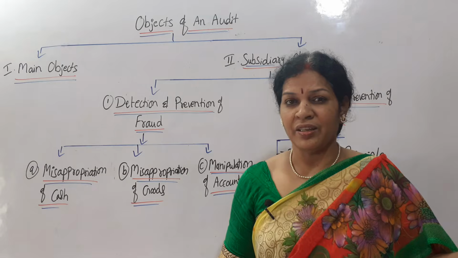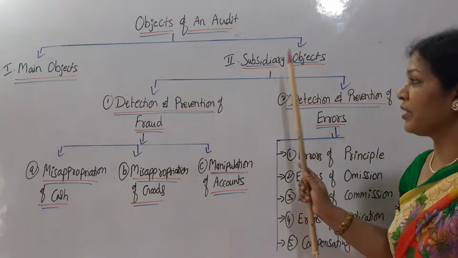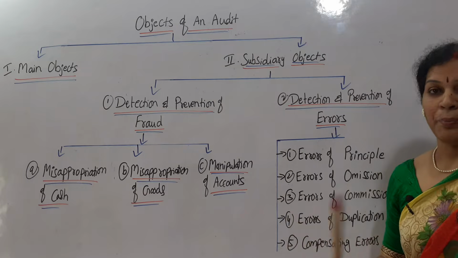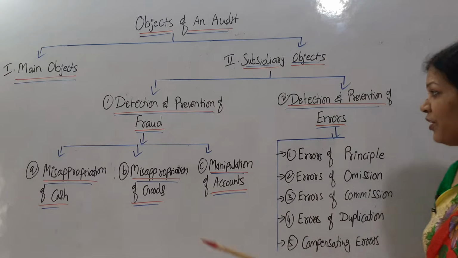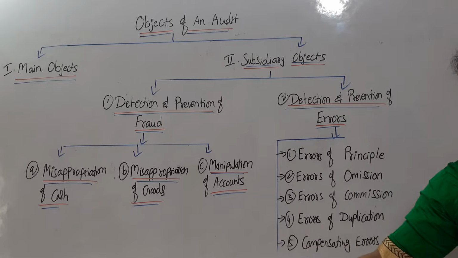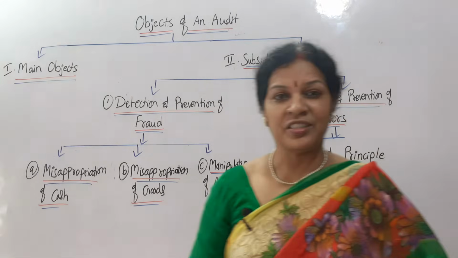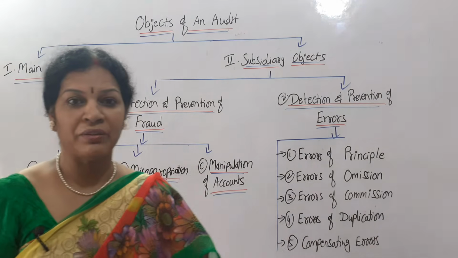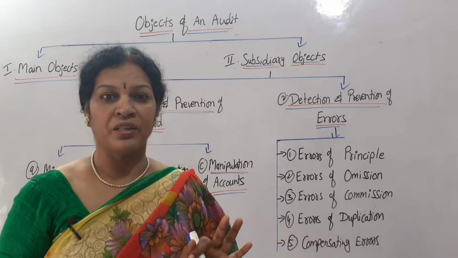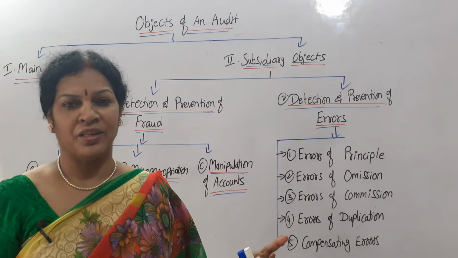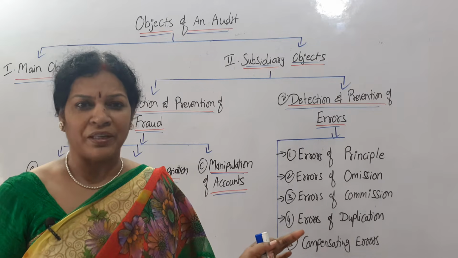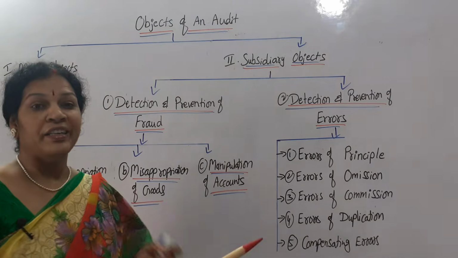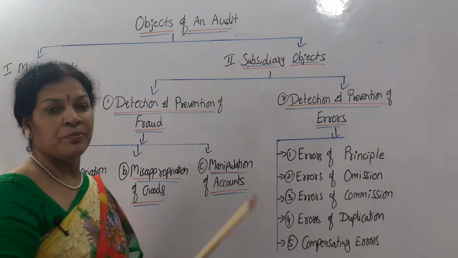Okay. Then the second one is subsidiary objects. Subsidiary objects we can divide into many parts. If you are able to remember this table in exam, it is quite easy to write. Only remember this table and the inside matter, whatever explanation I am going to give you, that you can remember and simply write, right? Anyway, it is useful for practical point of view also, not only examination point of view.